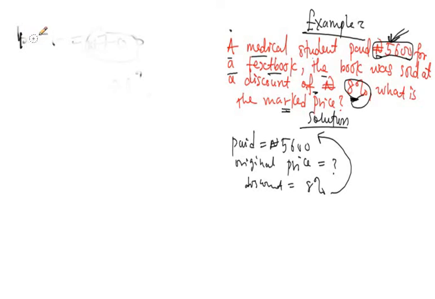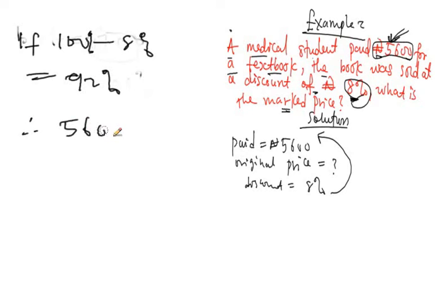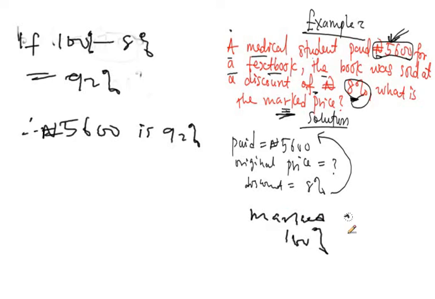That means this is not the 100%. So if they remove 8%, that means this one now will be what? 100 minus 8%, which is 92%. That means this 5,600 naira is 92%, because the original price or the marked price is 100%. Don't forget, marked price is always 100%. That's the original price, 100% without deduction.